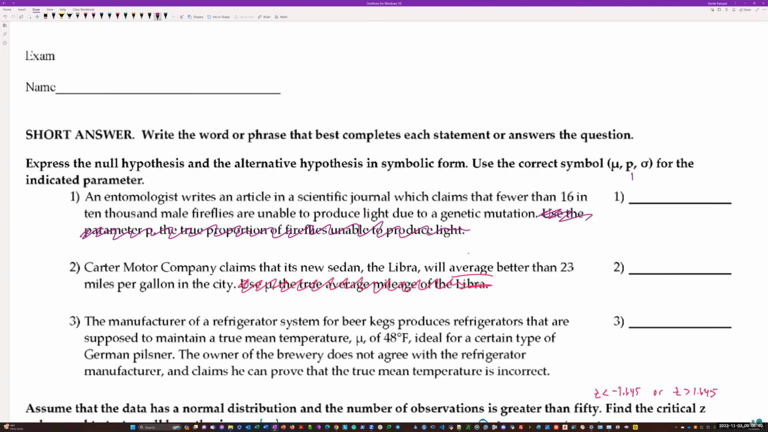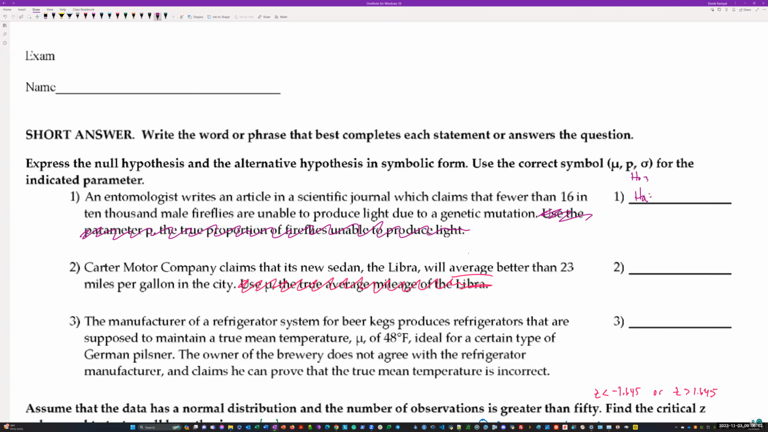So they want us to write the null and alternative hypotheses here. What would they be? How do you do that? How do we do this? What should we do first? I just read it though. But what should we do first when we're attempting to determine null and alternative hypotheses?